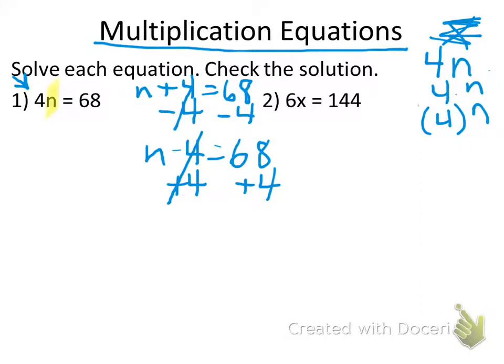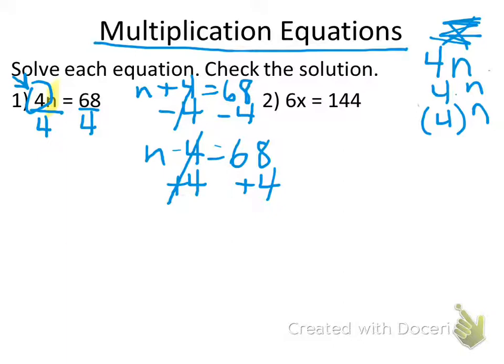In this case, they're multiplied together. To get rid of this 4 out here, we're going to divide each side by 4. If you're wondering, why are you dividing, Miss Fortune? That doesn't make any sense.